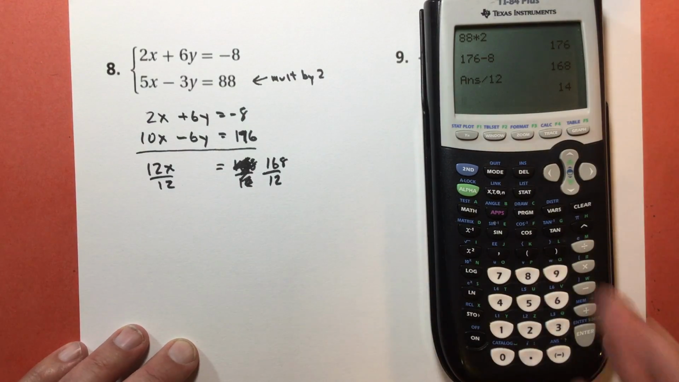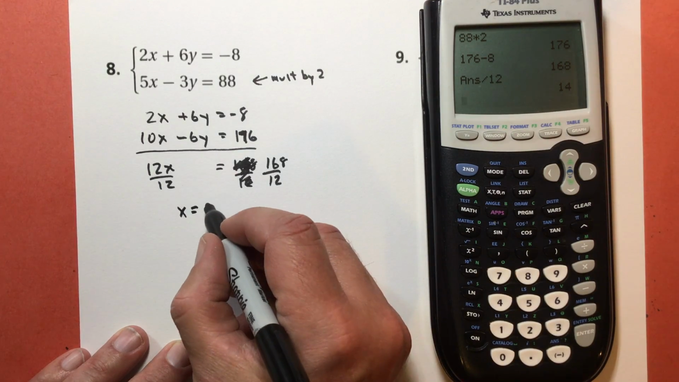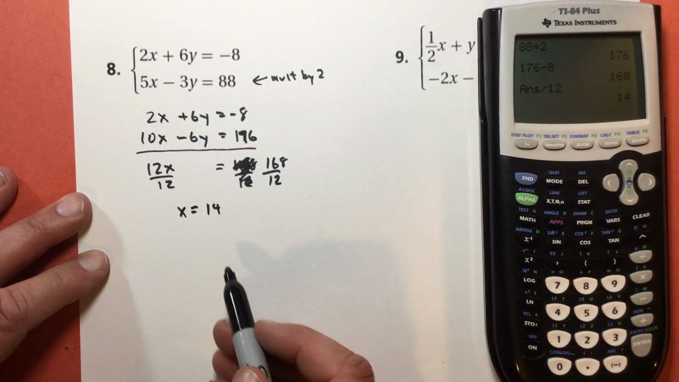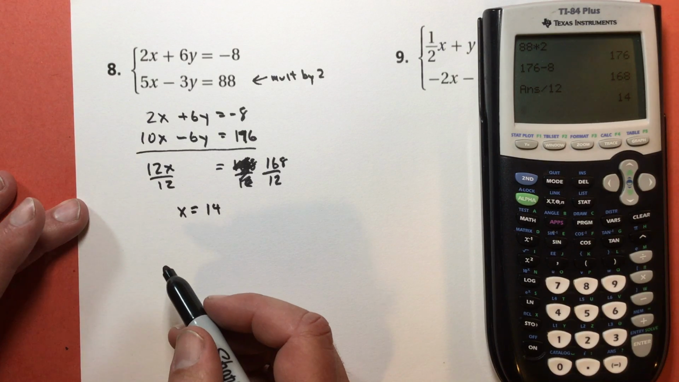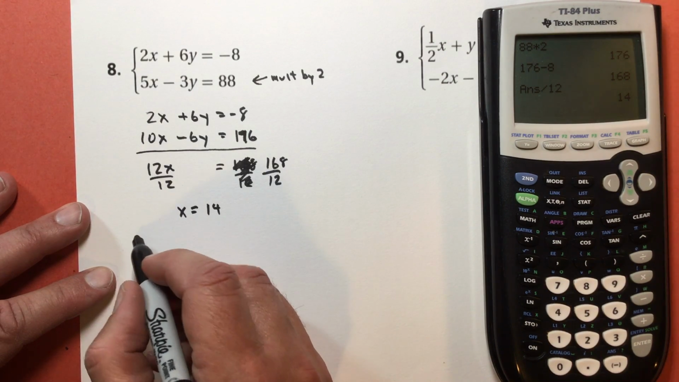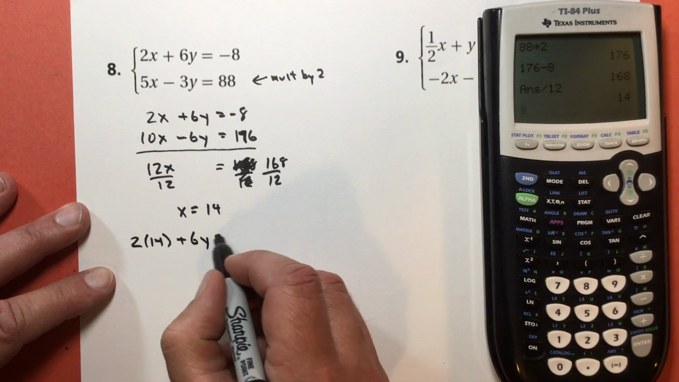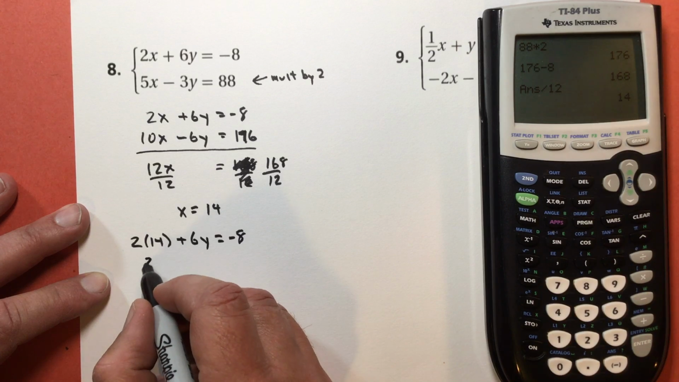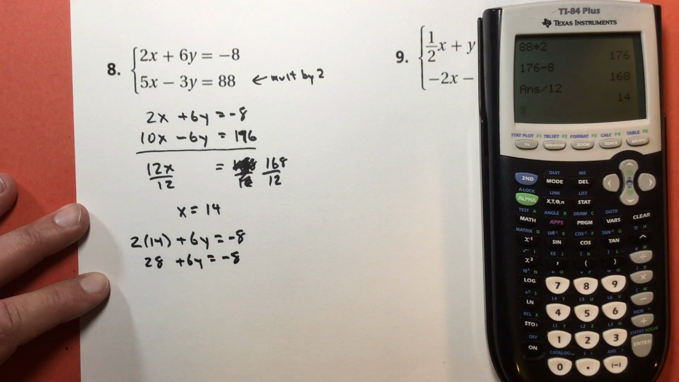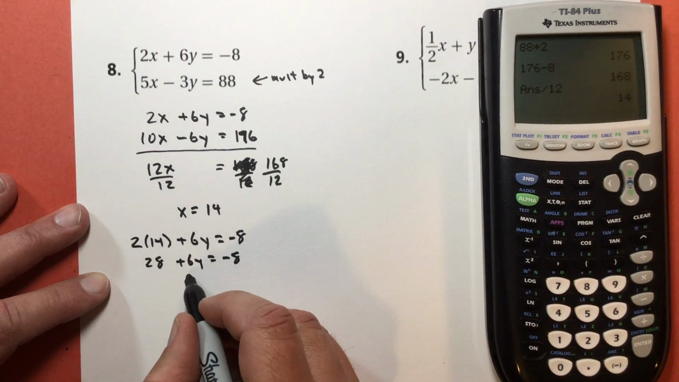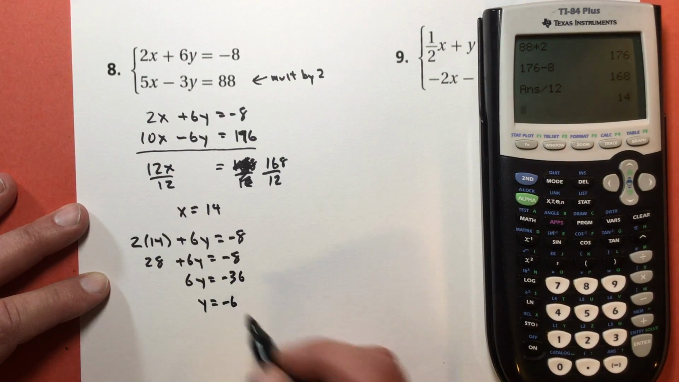Oh, that's nice. Now, there's nothing wrong with getting a decimal. I get x equals 14. Okay, so now I'm going to put this into both of them. People say plug. You're going to plug it in. That's another bad habit. 2 times 14 plus 6 times y equals negative 8. 28 plus 6y equals negative 8. I'm going to subtract 28 from both sides. I get 6y equals negative 36, and y equals negative 6.